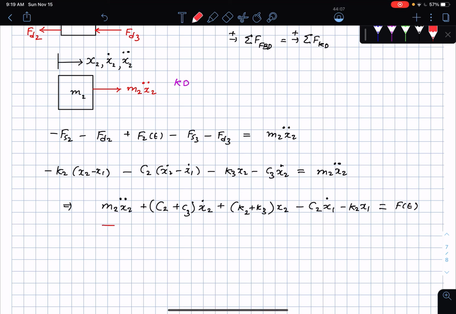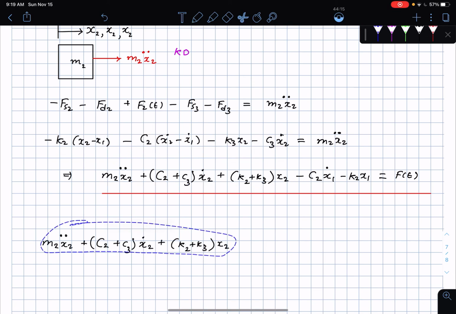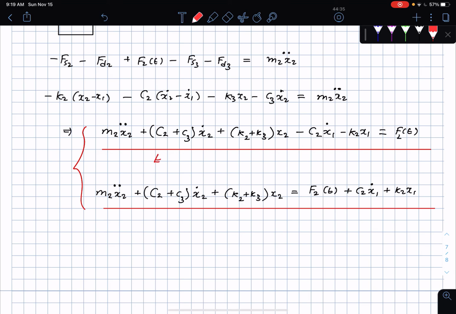This is one way of writing it. The other way of writing it is the same as what I had shown before, where I take all of these terms, write them on one side, and then I bring the other terms onto the other side. This is now going to be f2 of t, plus c2 x1 dot plus k2 x1. This is the other way of writing it. Both of them are equally valid. And this will be the equation of motion for m2. This is the second mass.